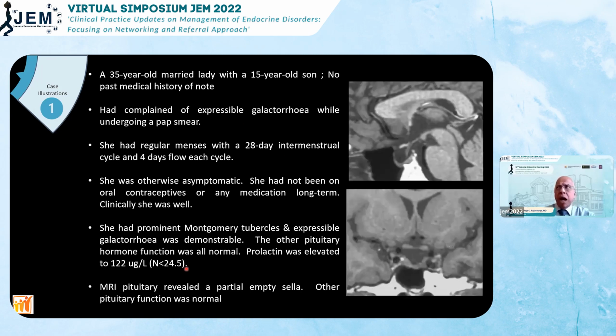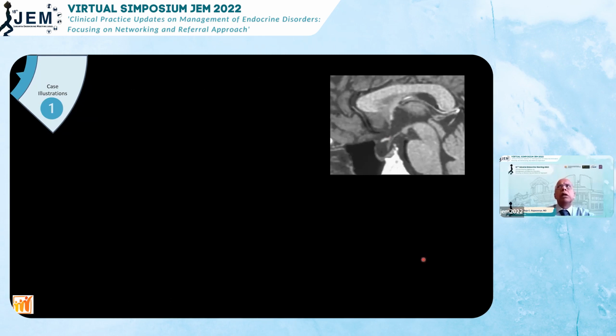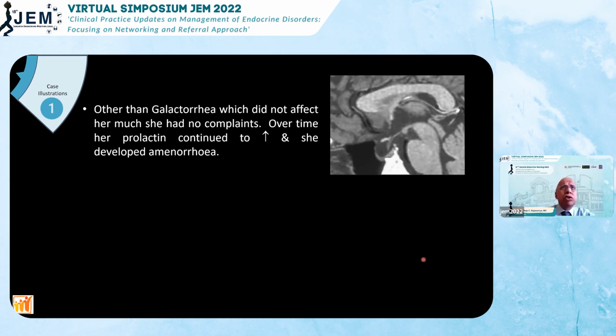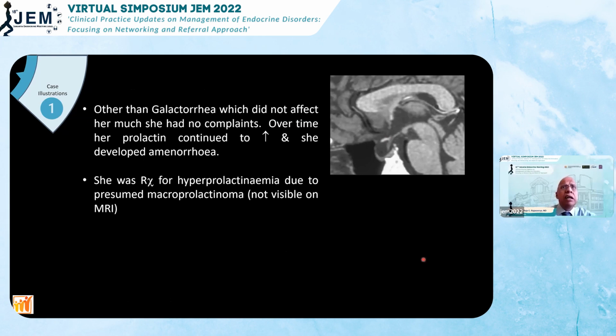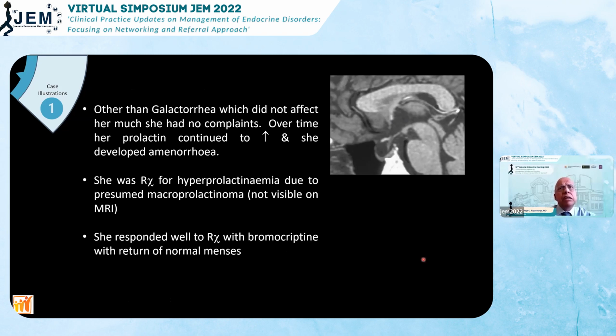This was an MRI, which showed a partial empty Sella. You can see the optic chiasma, the stalk here, the compressed pituitary. She had galactorrhea, which did not affect her much, so we decided to observe her. And then she started getting no menses, and in view of that, we treated her with bromocriptine.